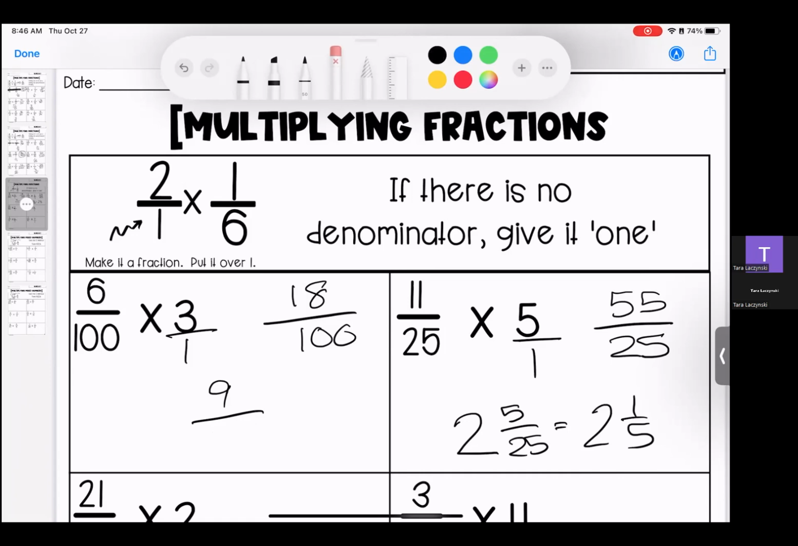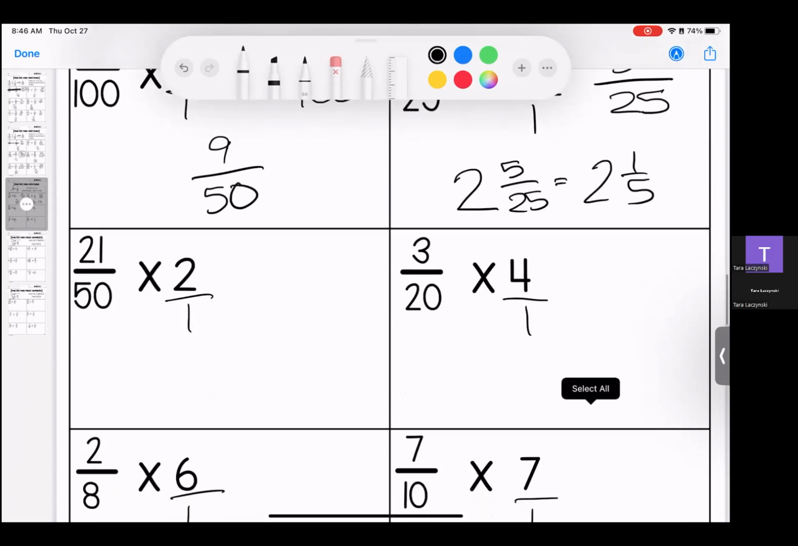And I'm looking at this and my brain is saying absolutely not. 18 cut in half is 9. 100 cut in half is 50. I bet you guys were screaming at the screen. Miss Lozinski, look at that one. All right, let's keep moving and grooving. 21 times 2 is 42. 42 over 50. If we cut them both in half, we would have 21 over 25.